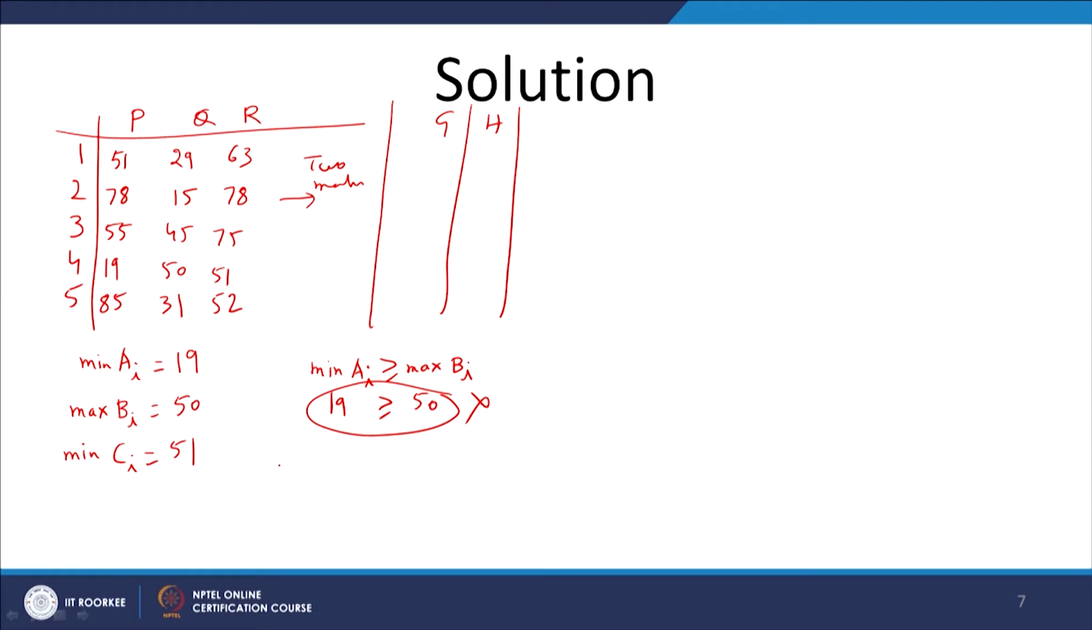Okay. Now, let us look at the second condition. What is the second condition? Minimum of CI is greater than or equal to maximum of BI. So, what do we find? Minimum of CI is 51 and maximum of BI is 50. Is this true? Yes, this is true. So, therefore, according to the rule, we are allowed to convert this 3 machine problem into the 2 machine problem.